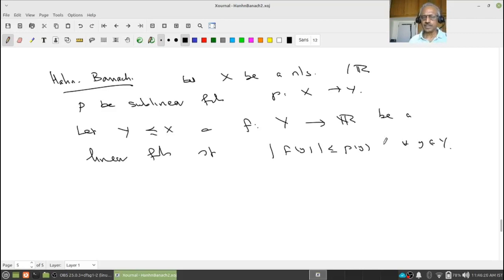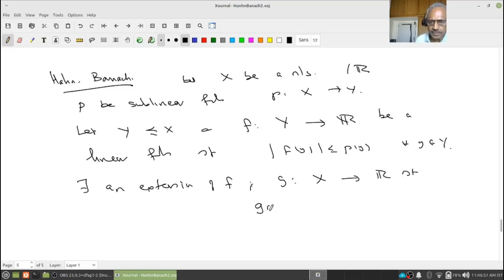We are not talking about continuity of f. Do you understand this? We are simply saying f is some linear function and there is some sublinear function such that this holds. So if it's a continuous linear function, when I want to do extension, I should take my p of y to be the norm of f times norm of y. Then there exists an extension g from X to R of f such that modulus of g of x is less than or equal to p of x.